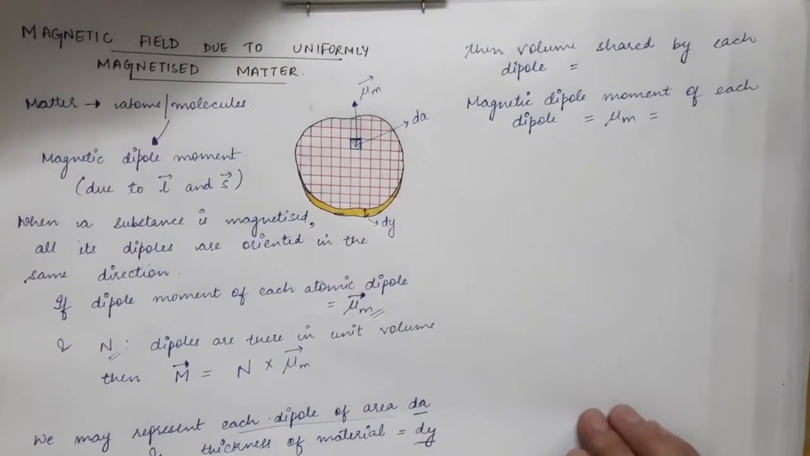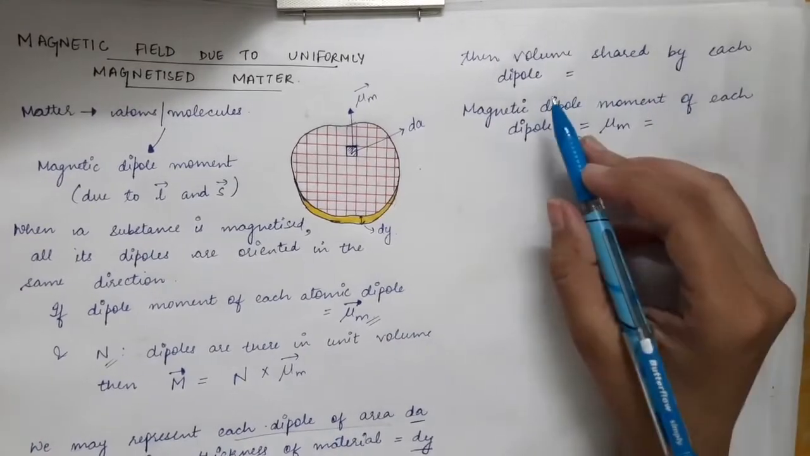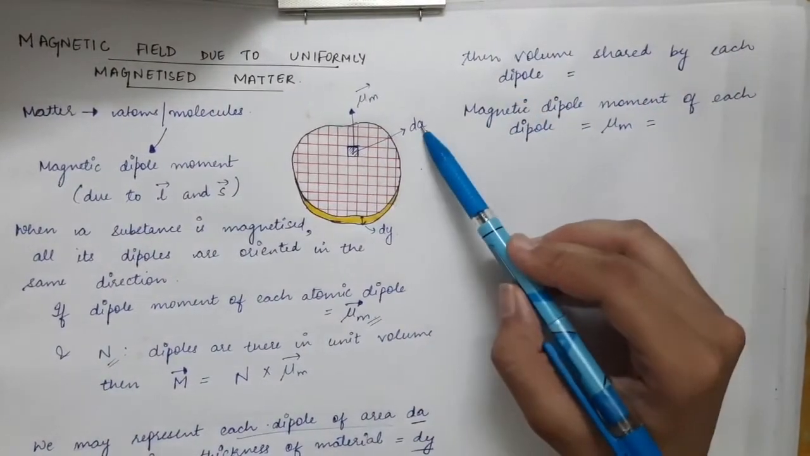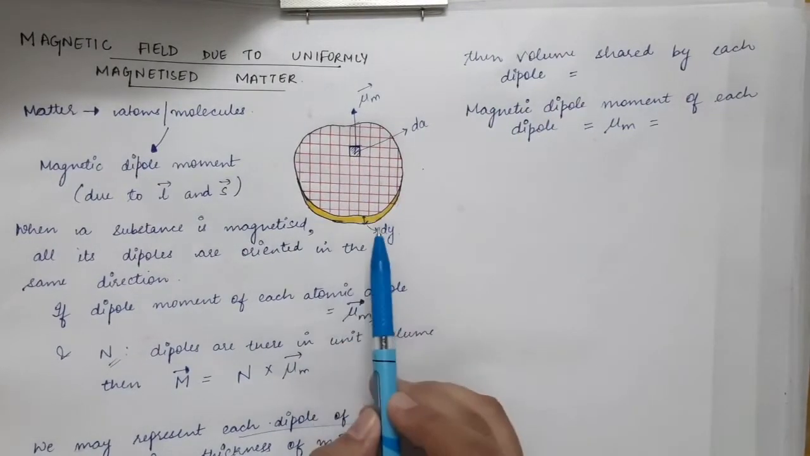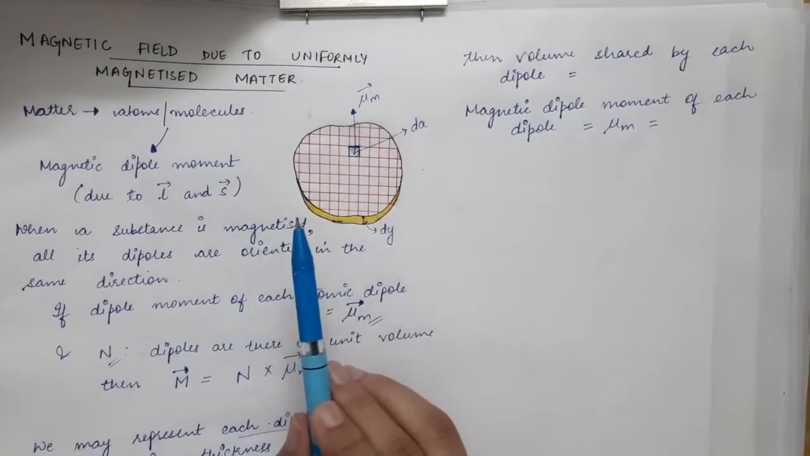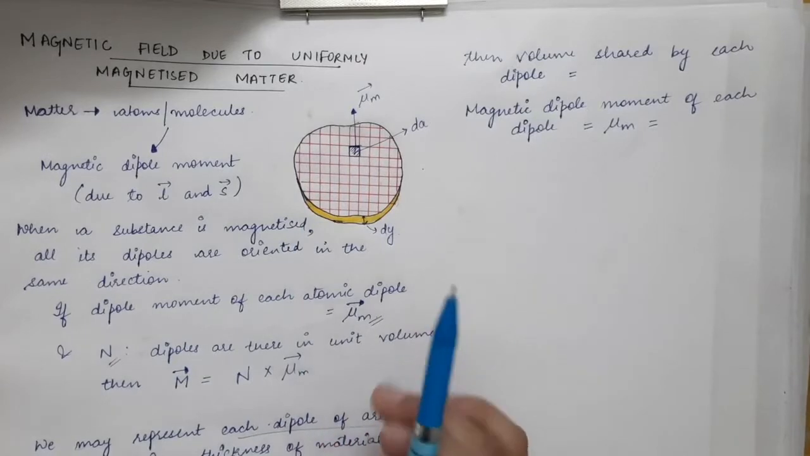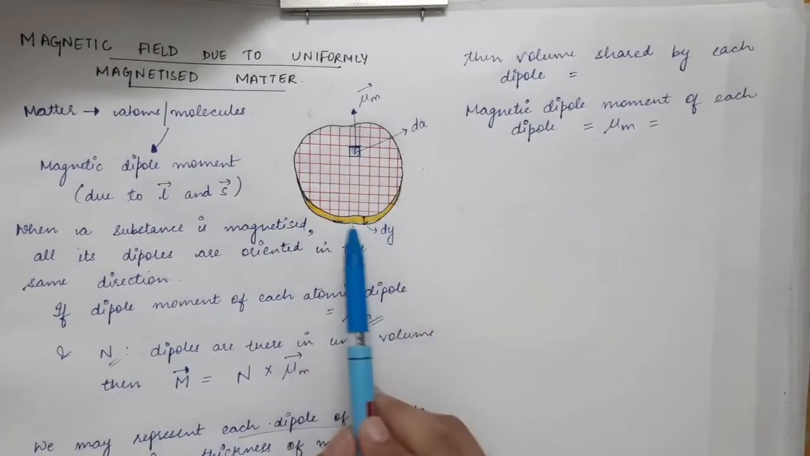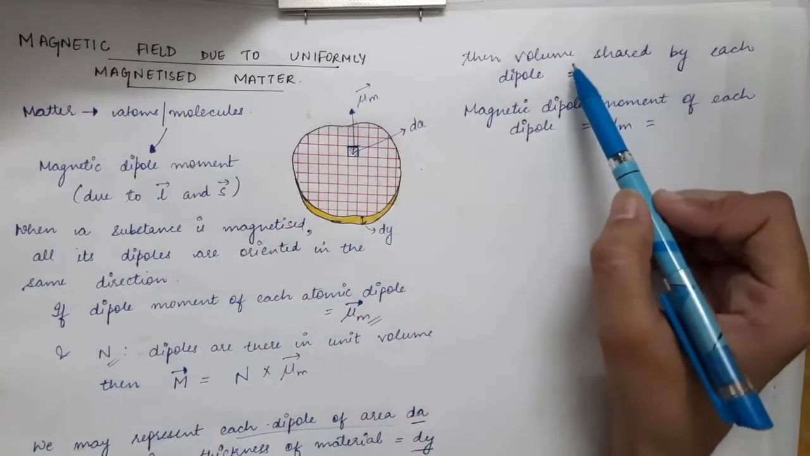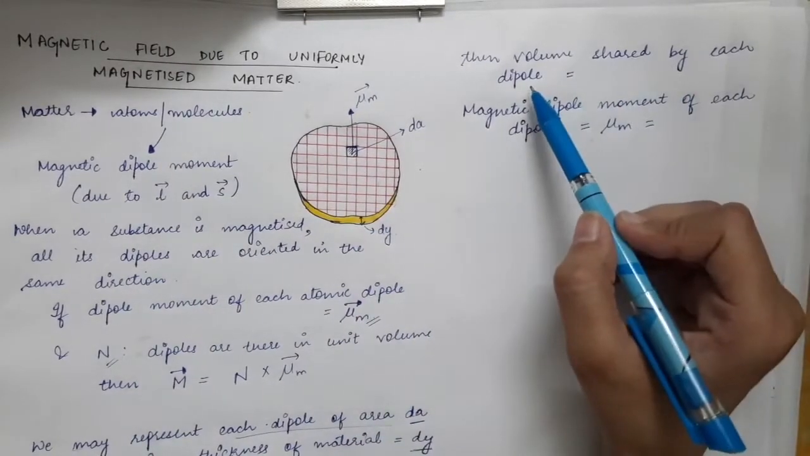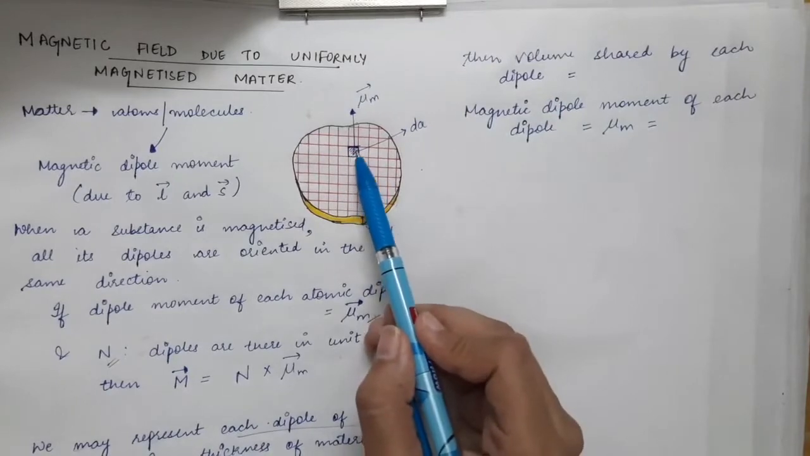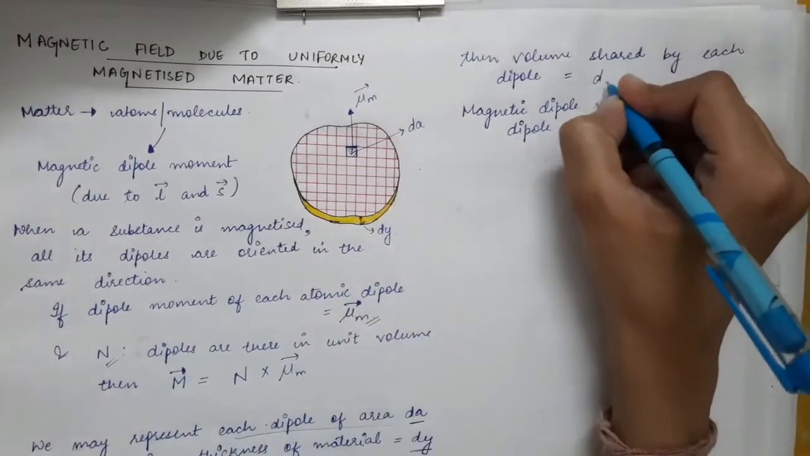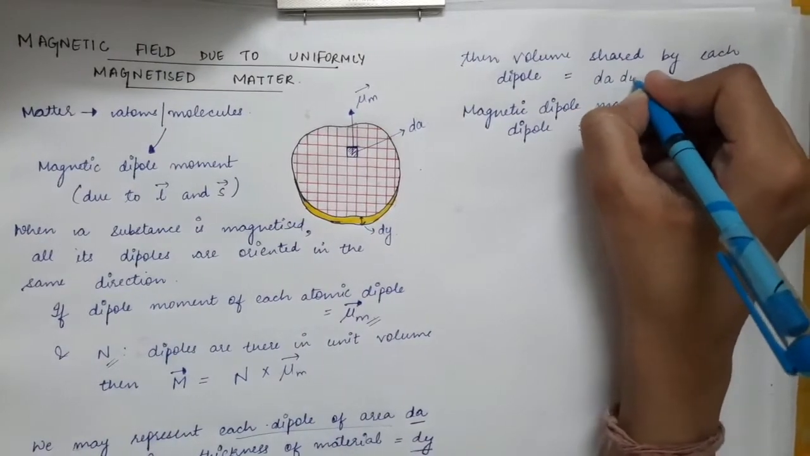So what will be the volume shared by each dipole? So each dipole has area equal to dA and there is a thickness of dy below this surface. So this is a three-dimensional picture. So there is a thickness of dy below this whole surface. So what will be the volume shared by each dipole? So volume is equal to area times the thickness. So volume shared will be equal to dA into dy.